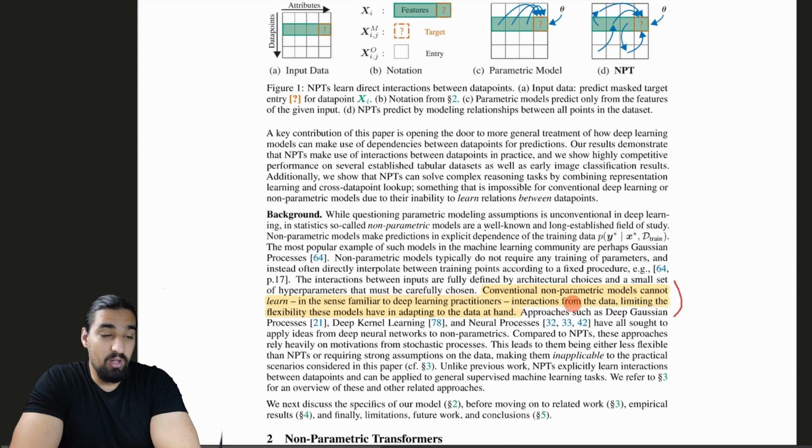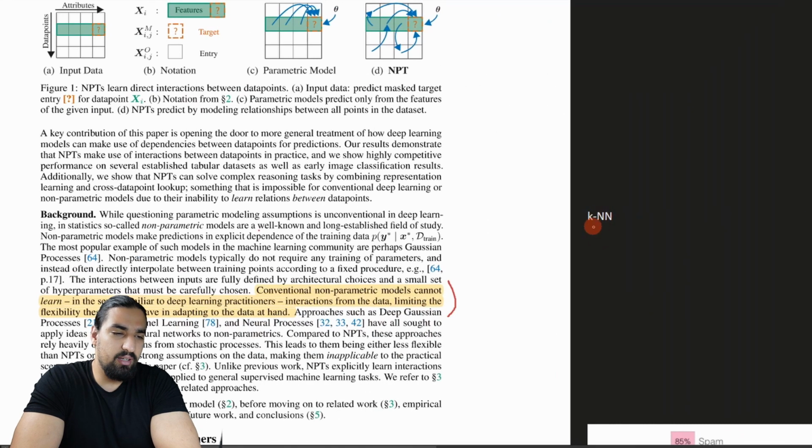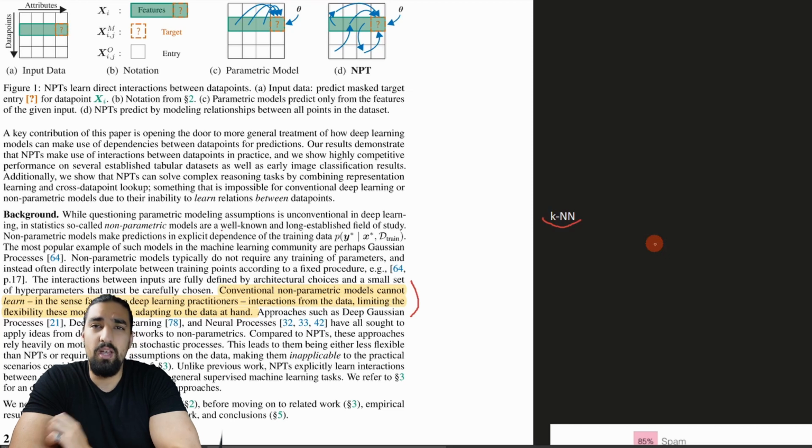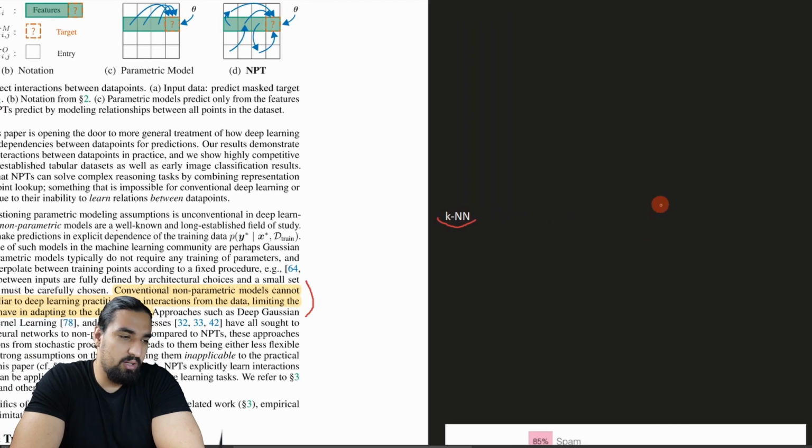They say here, conventional non-parametric models cannot learn, in the sense familiar to deep learning practitioners, interactions from the data, limiting the flexibility these models have in adapting to the data at hand. A good example would be KNN, the k-nearest neighbors algorithm. Here's a quick note on how it works, and then you'll understand what non-parametric models mean. Let's say we have two classes, one is triangles, and then maybe we have something like circles.